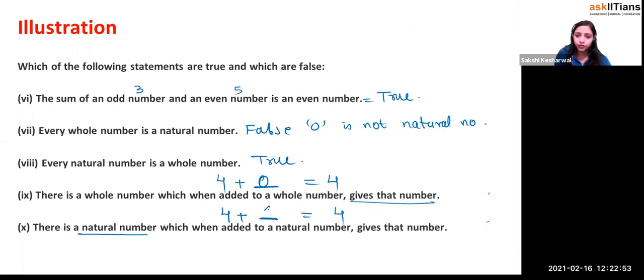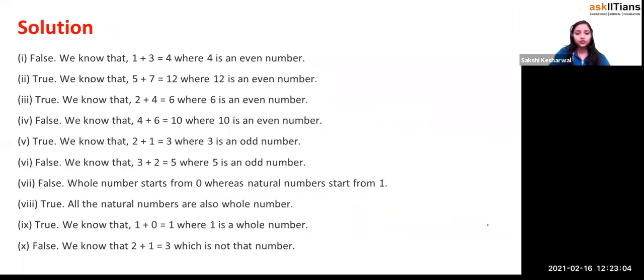It's not possible. If I'm going to take 1, so this is not equal. So this one is true and this one is false. Sorry, my bad, beta. I just read the question wrong. It says that whole plus whole. Okay, so yes, this one is true and this one is false.